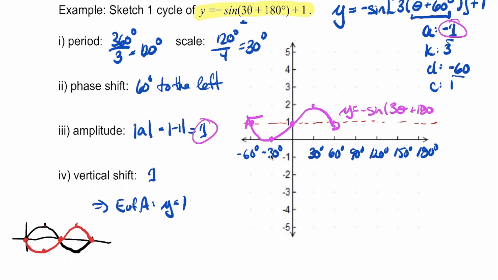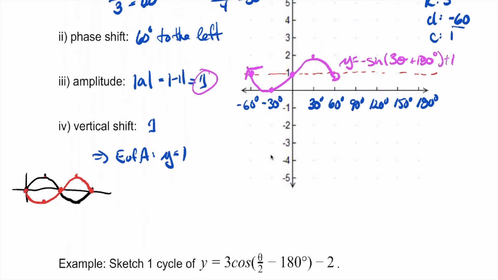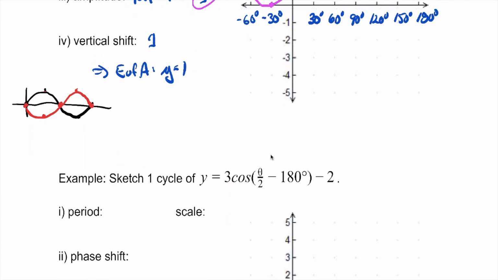If I use function notation, then I could have just written f of x or something like that, but because I didn't, we're going to write the entire equation. So that's what that graph kind of looks like. Okay. So the next example is one of cos.